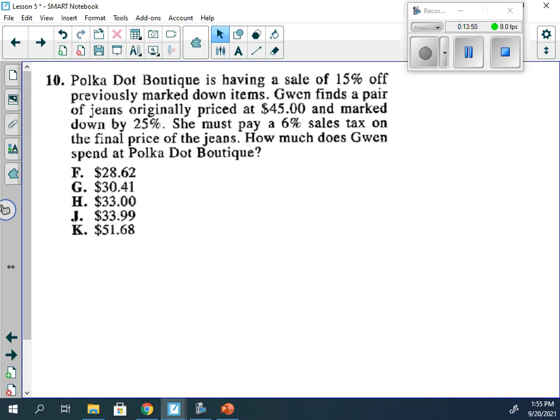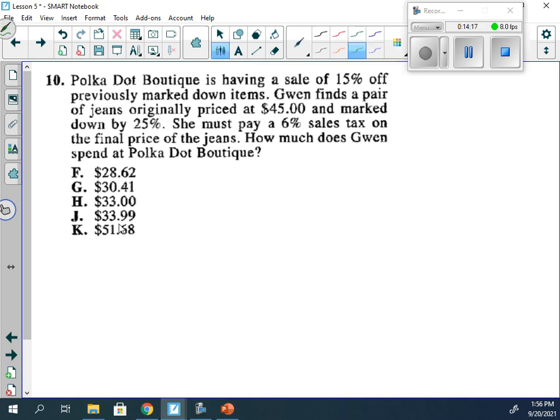We're looking at problem number 10. Polka Dot Boutique is having a sale of 15% off the previously marked down items. Gwen finds a pair of jeans originally priced at $45 and marked down by 25%. She must pay 6% sales tax on the final price of the jeans. How much does Gwen spend at the Polka Dot Boutique?